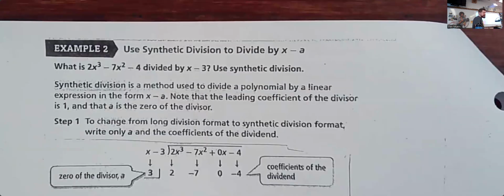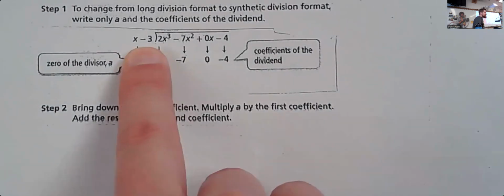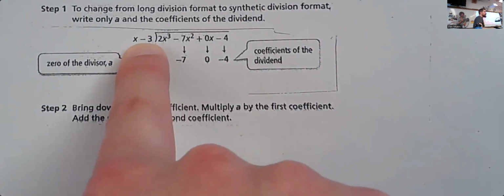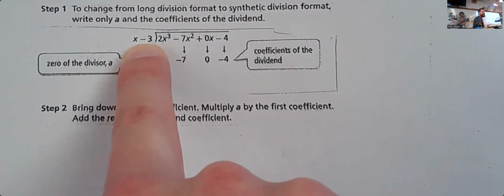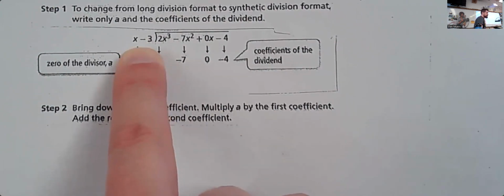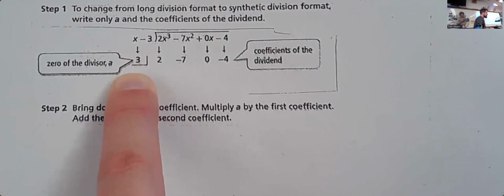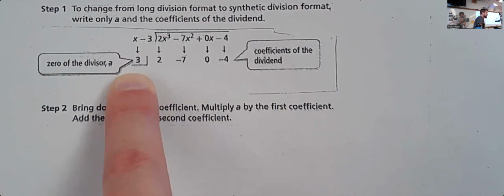Basically, a is the 0 of the divisor, meaning what is the value of x that makes this expression equal to 0? What number minus 3 equals 0? 3. That's that number right there, 3. So if this was x plus 3, this would be -3. So you're basically taking the opposite of whatever is there and putting it here.